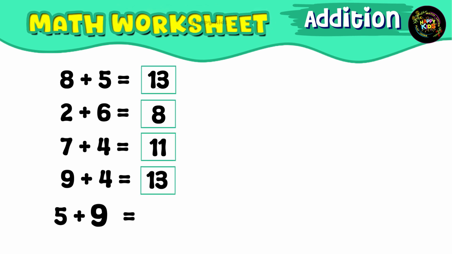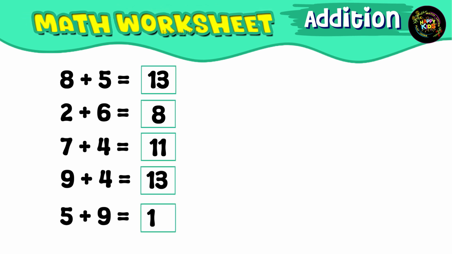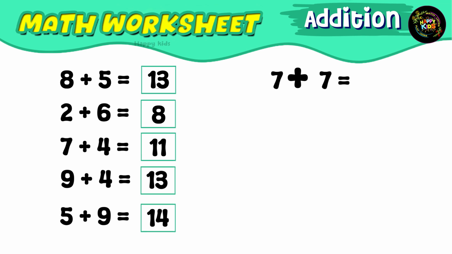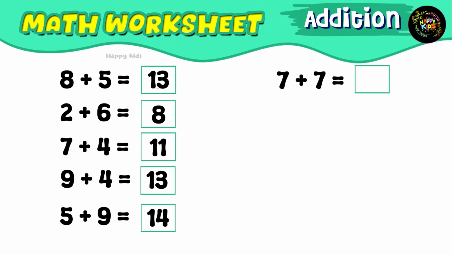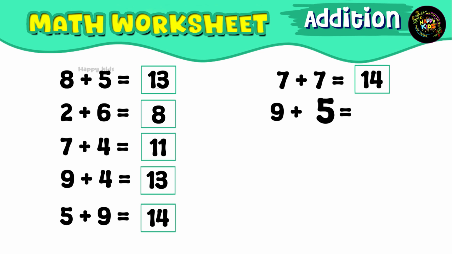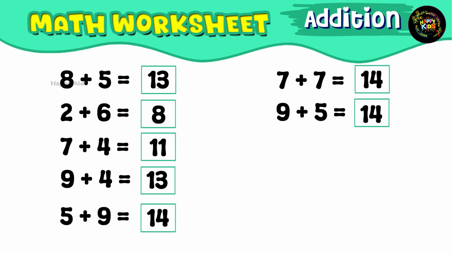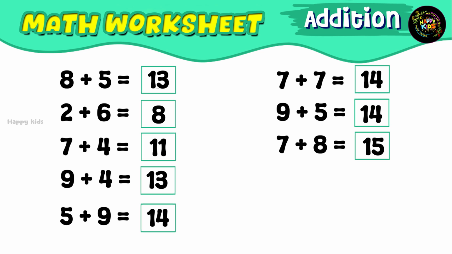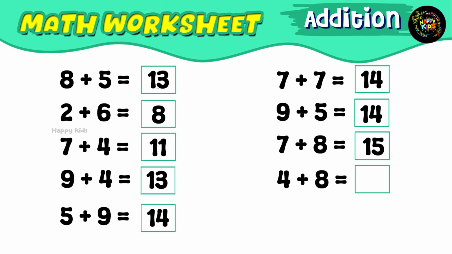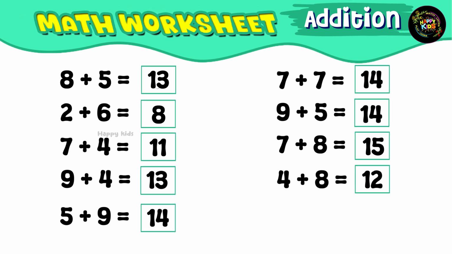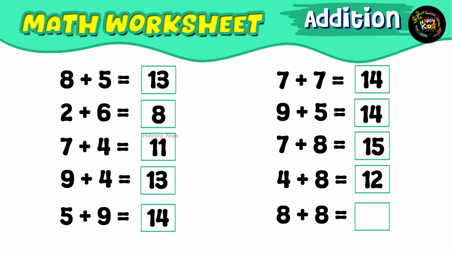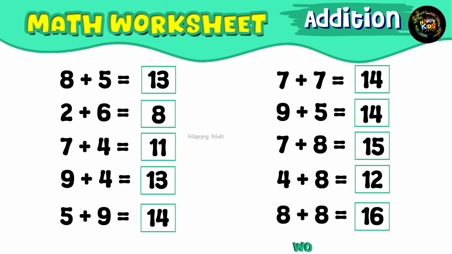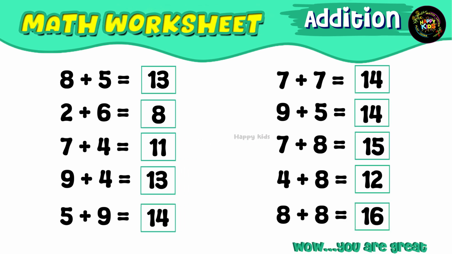5 plus 9 is equal to 14. 7 plus 7 is equal to 14. 9 plus 5 is equal to 14. 7 plus 8 is equal to 15. 4 plus 8 is equal to 12. 8 plus 8 is equal to 16. Wow, you are great!